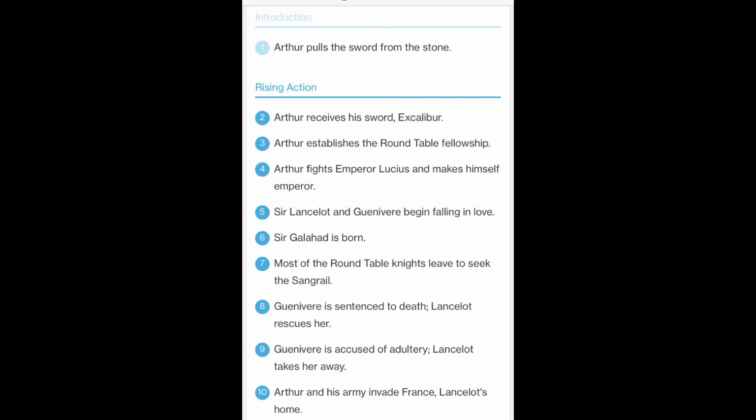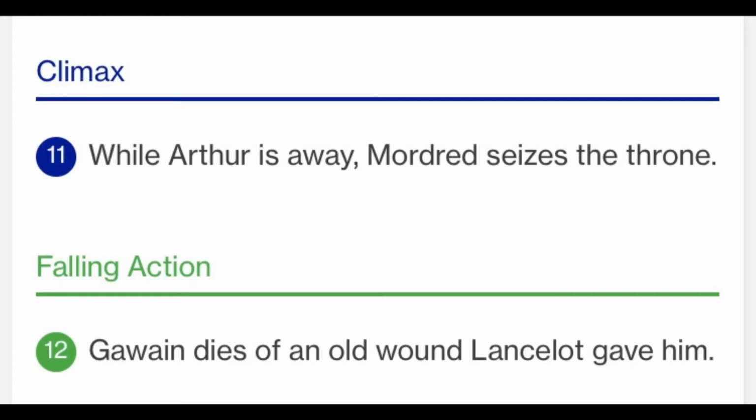Guinevere is accused of adultery. Lancelot takes her away. Arthur and his army invade France, Lancelot's home. And then the climax is when Arthur is away, Mordred seizes the throne. And number 12, Gawain dies of an old wound Lancelot gave him.